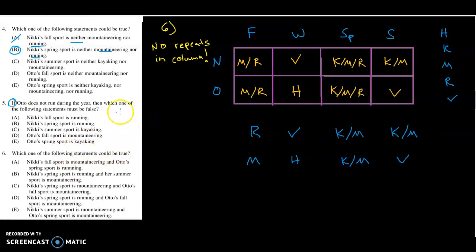Let's see, which of the following statements must be false? Well, A, that N's fall sport is running. Well, that's not false. That's true. It has to be. That's out. B, N's spring sport is running. Does that have to be false? Yes, it does, because the only things that N could be playing in the spring would be either kayaking or mountaineering. So there's our answer. Yeah, feels like that's a little too easy, right? But check the other answer choices and see why those do not have to be false. In other words, wrong answer choices are things that could be true.